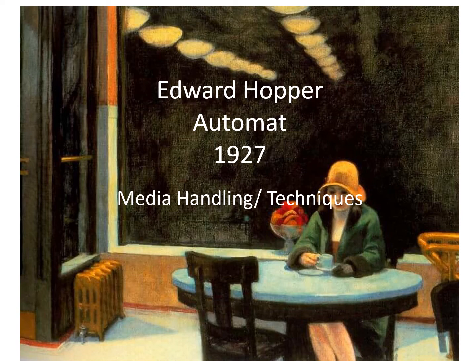This video is to talk you through Edward Hopper's use of media handling and techniques, his style and his use of colour in his 1927 painting Automat. And we're going to start with media handling and techniques. And the media he used was oil paint on canvas.